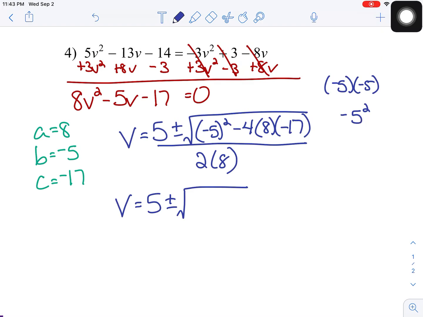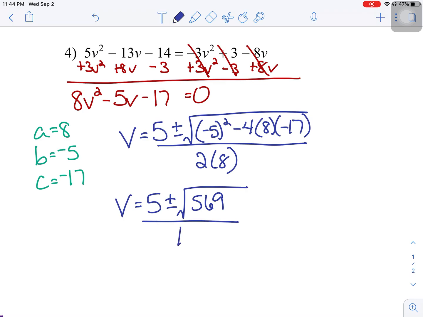So the way you prevent that from being an issue, the way you prevent your calculator from lying to you, is make sure that you put that negative 5 in parentheses. Then square that quantity. All right, so be careful with that when you are using a calculator. It is only going to be as good as the information that you give it. It can't assume anything. Okay, so negative 5 squared, in parentheses there, right? Minus 4 times A times your C value is 569. 569, wow, I can't write a 9. 9 all over 2 times A is 16.